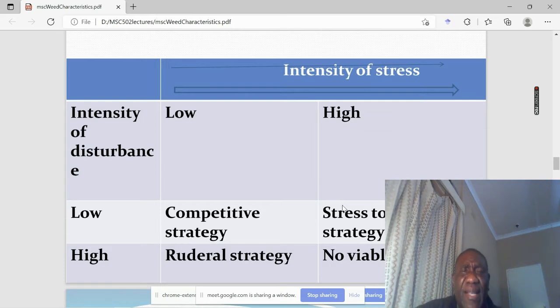I'm going to use this table to show the interaction of, number one, intensity of stress. This could be moisture or soil fertility, times intensity of disturbance. So we just have two categories for intensity of stress: low intensity and high intensity. On the other treatment, again, we have low disturbance and high disturbance. So let us look at the interaction of low stress and low disturbance.